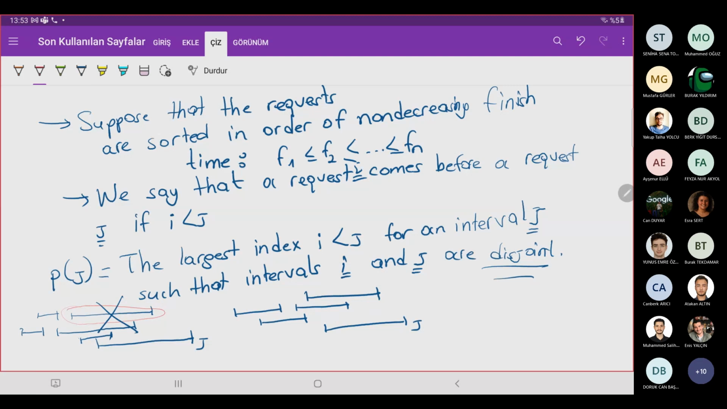So I cannot select this one or that one here. I have to select this one. This is the answer. And here, I cannot select this interval because it's not disjoint with J. But I can select these two, but I select the one that has the largest index, so that has the closest finishing time to the finishing time of J. So it has to be this one. Okay, so this is PJ. And here this is PJ. Is this clear? The leftmost interval before I begins. Okay, let me define it this way.